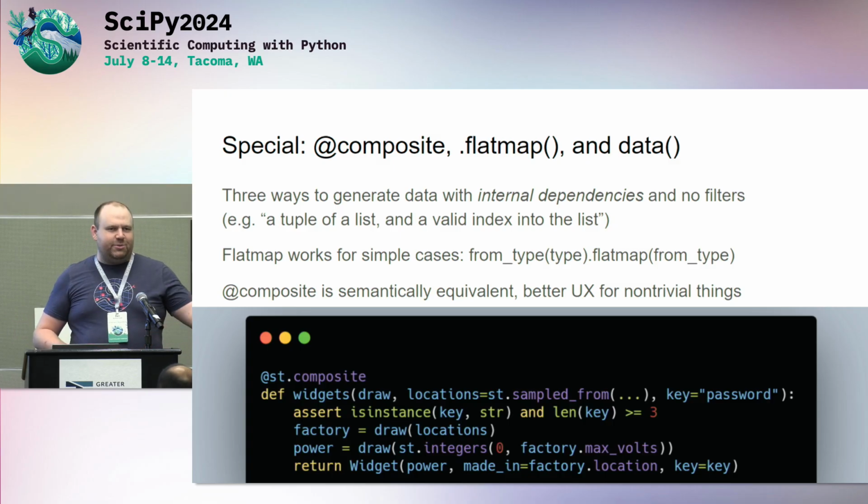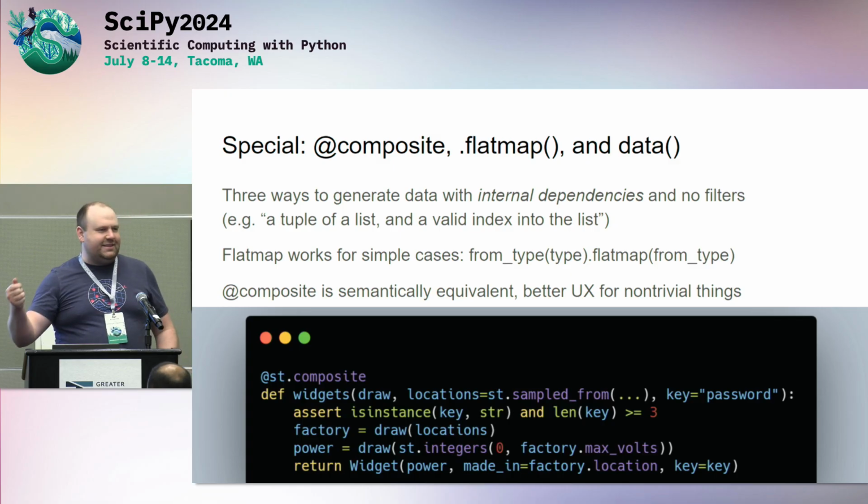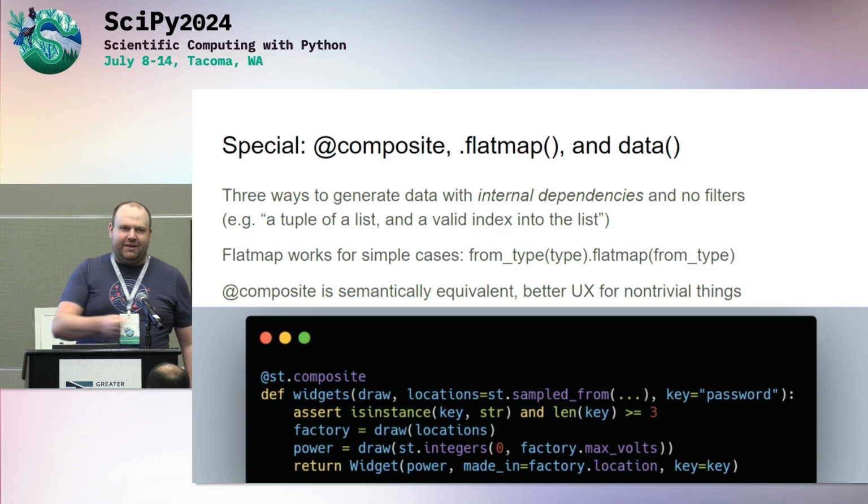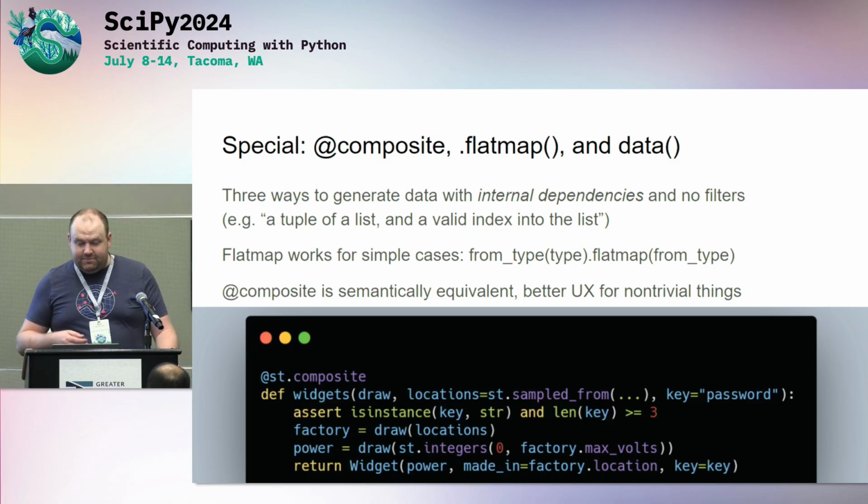If you have variable size arrays and you have indices, then either you're only going to generate an index into the early part of the array that's like your minimum size, or you're sometimes going to have an out-of-bounds index. And if you don't want to filter, which is a valid tactic often, there are a couple of ways you can do this. The one that you'll usually turn to is @composite.